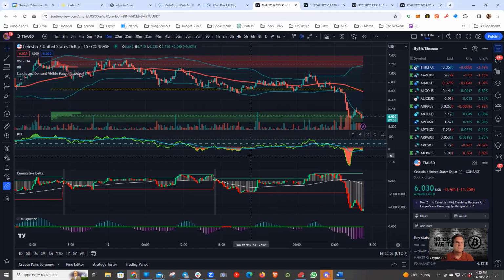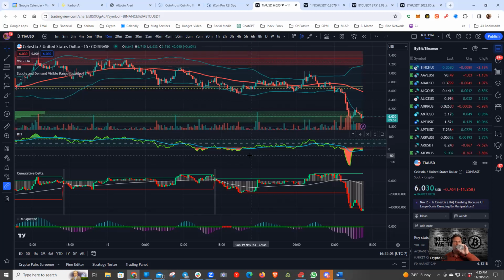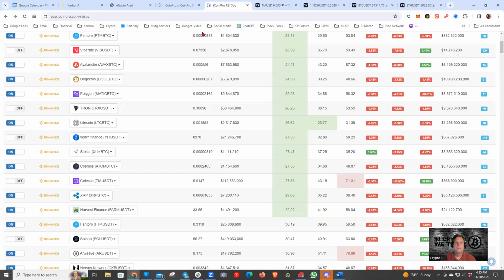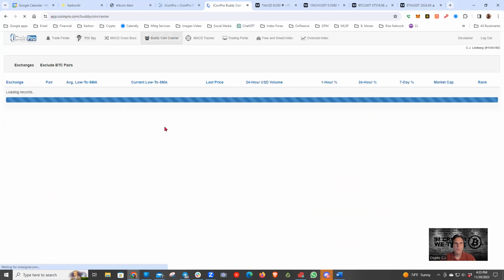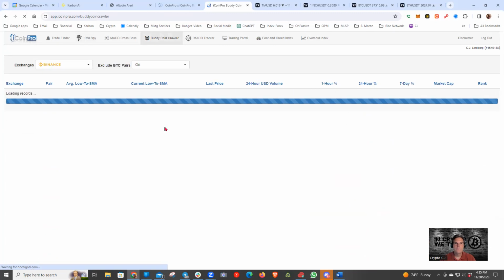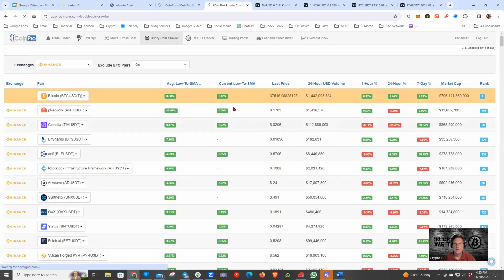Okay, any questions on Celestia? Okay, that was the RSI SPY. The other one I like is the Buddy Coin Crawler. And I'm sorting this on the average low to SMA. The low is the 24-hour low. The SMA is that red line you see between the Bollinger Bands.